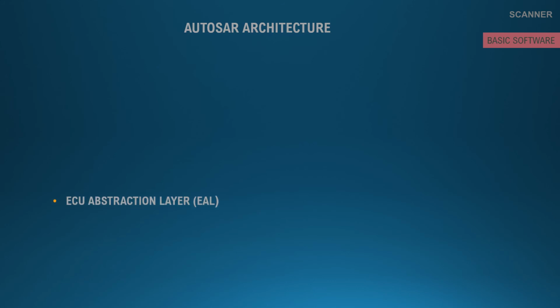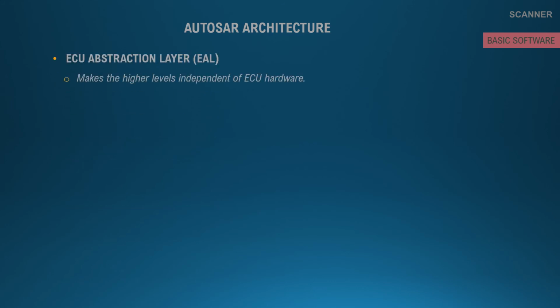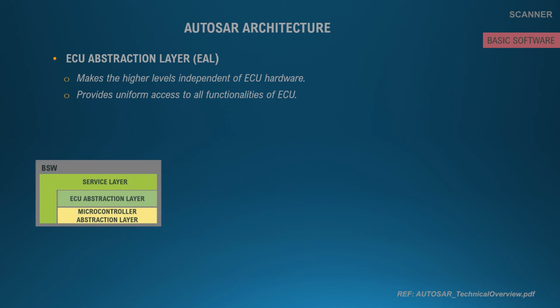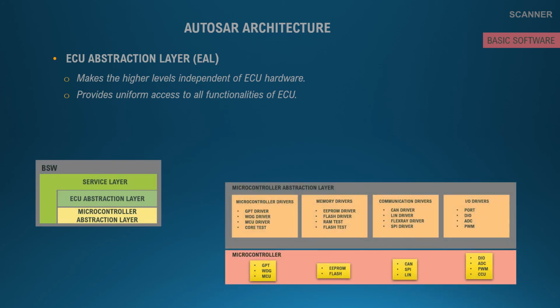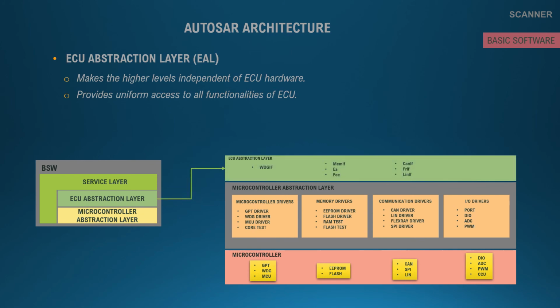The next layer in the BSW stack is the ECU Abstraction Layer. The main task of the ECU Abstraction Layer is to make the higher levels independent of ECU hardware. The ECU Abstraction Layer offers uniform access to all functionalities of an ECU such as communication, memory or all input and output, regardless of whether these functionalities are part of the microcontroller or are implemented by peripheral components.